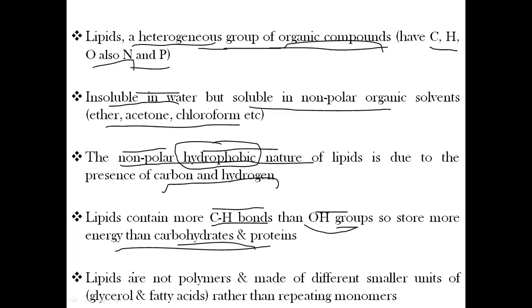Also, lipids are not included in the category of polymers, and they are made of different smaller units, that is glycerol and fatty acids, rather than repeating monomers as occur in carbohydrates, proteins, and nucleic acids. So lipids are not polymers because they contain different smaller units which cannot be included in the category of monomers.